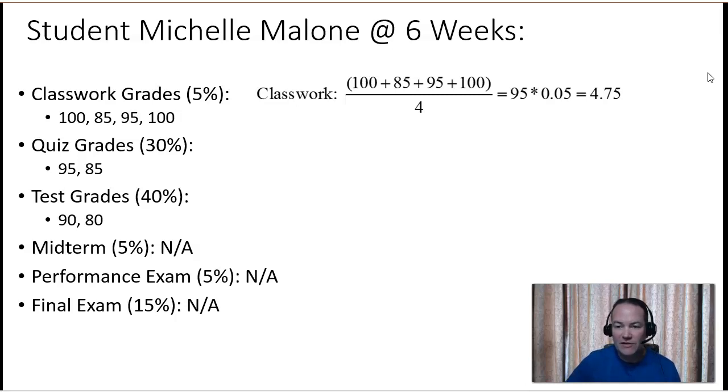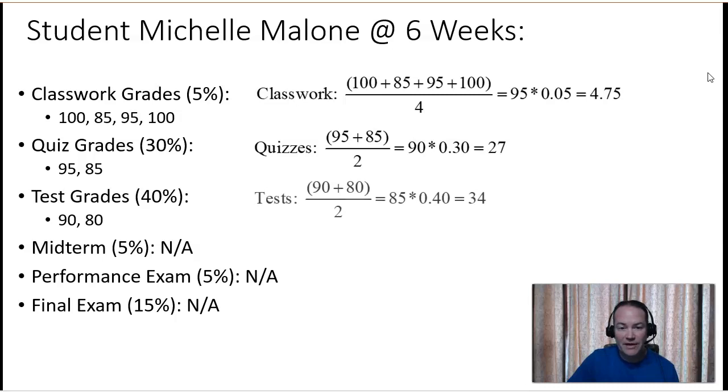Now we do the same thing for quizzes. Add the 2 quiz grades together, divide by 2. That's 90. Multiply that by 0.3, which is the 30% weight for quizzes. That gives you 27. And then for tests, add together the 2 test grades, divide by 2, and you can see that gives you 34. Since you don't have a midterm grade, performance exam grade, or final exam grade, we just ignore those.